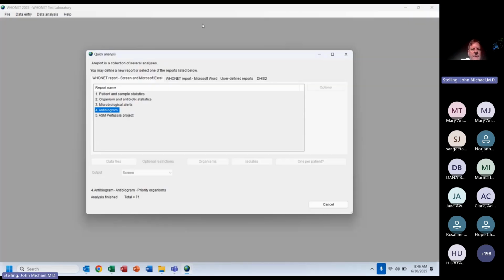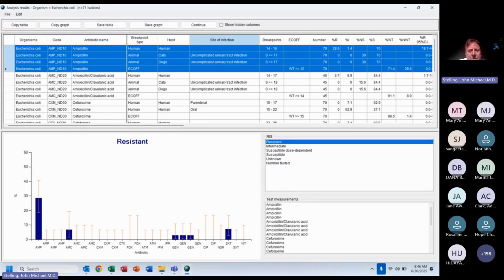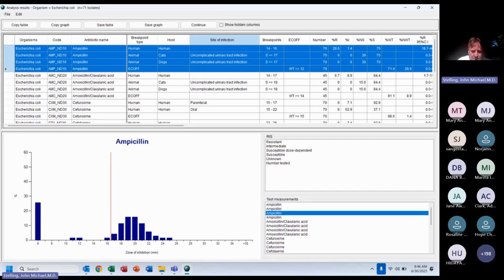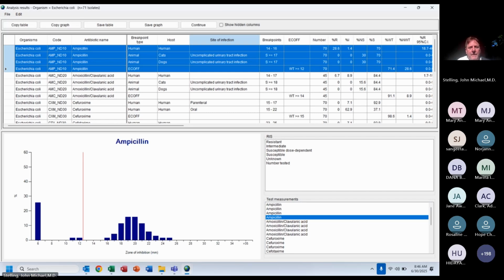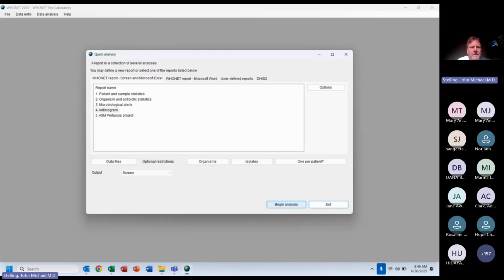And good, continue. This is the same thing now for the gram-negatives. And you see ampicillin 4 times. Humans, cats, dogs, ECOFs. And here, we haven't labeled it yet, and we'll do it eventually. Here you see ampicillin 4 times in the graph area. And you know which one is which by the table. This is the human breakpoints. These are the cat breakpoints. These are the dog breakpoints. These are the ECOFs. Continue. This is the same thing for Streptococcus pneumonia, but we did not have sufficient data. And that's that. Good.